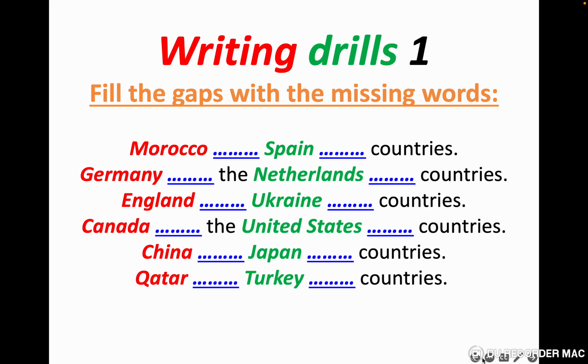Morocco, Spain, countries. Germany, the Netherlands, countries. So we have two missing words in these sentences. England, Ukraine, countries. Canada, the United States, countries. China, Japan, countries. Qatar, Turkey, countries. So you know the missing words. They are very easy. If you have finished, you can go to the next slide.